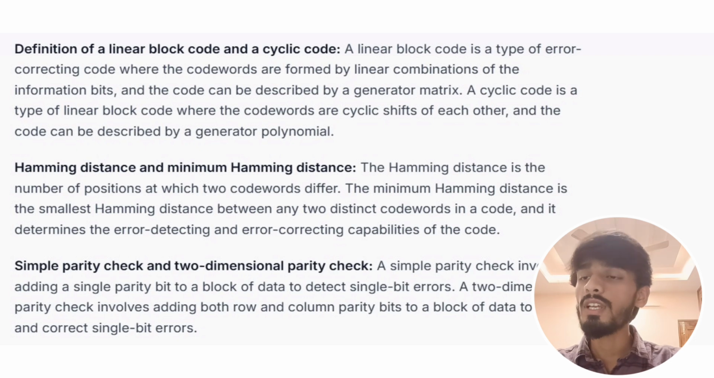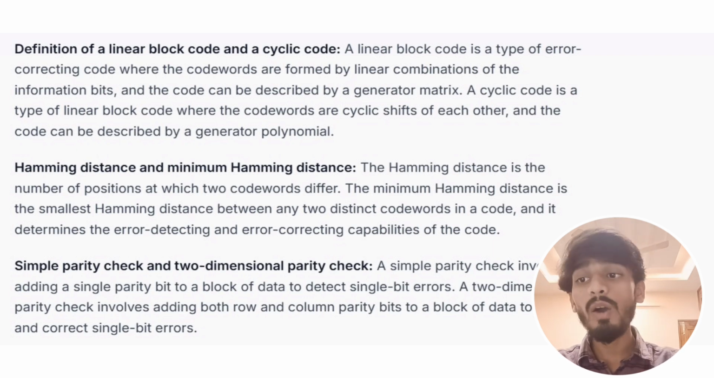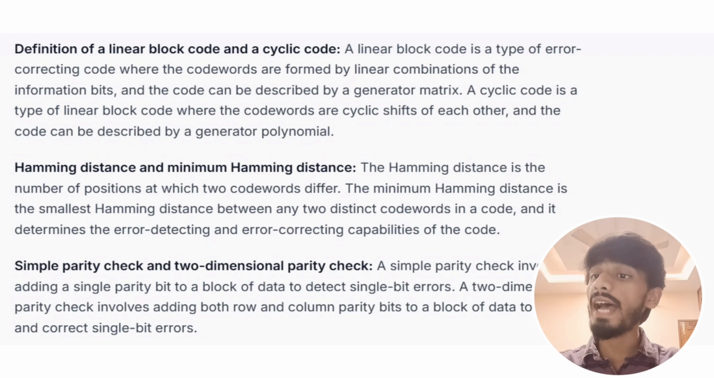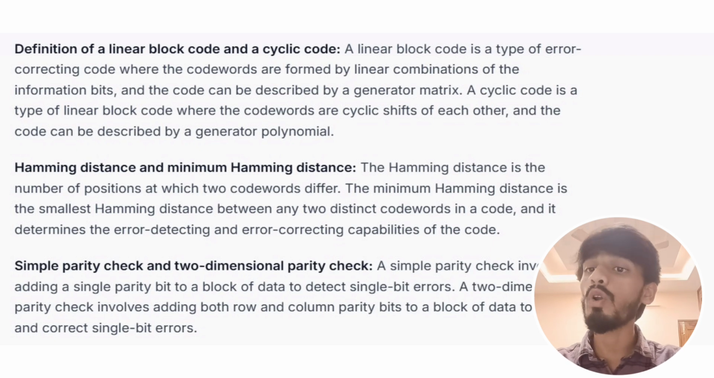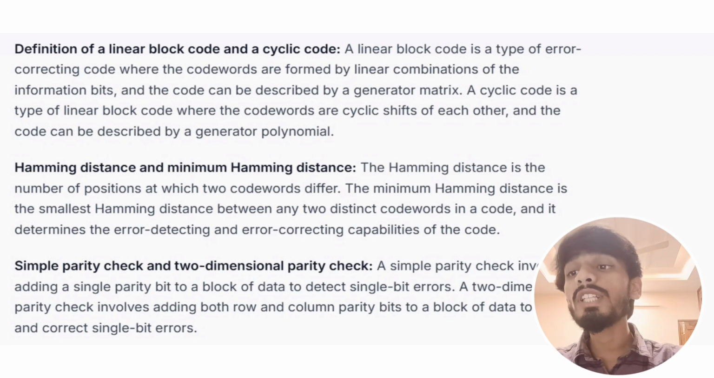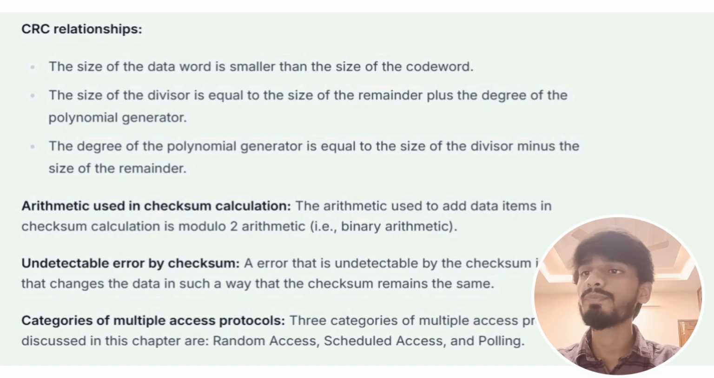Next, let us see how the simple parity check is related to the two-dimensional parity check. A simple parity check involves adding a single parity bit to a block of data to detect single bit errors. A two-dimensional parity check involves adding both row and column parity bits to a block of data to detect and correct single bit errors.